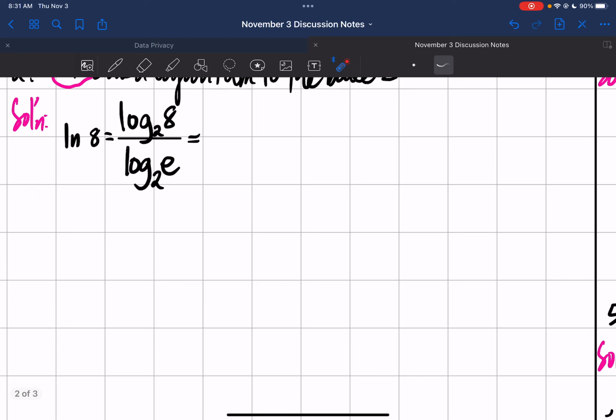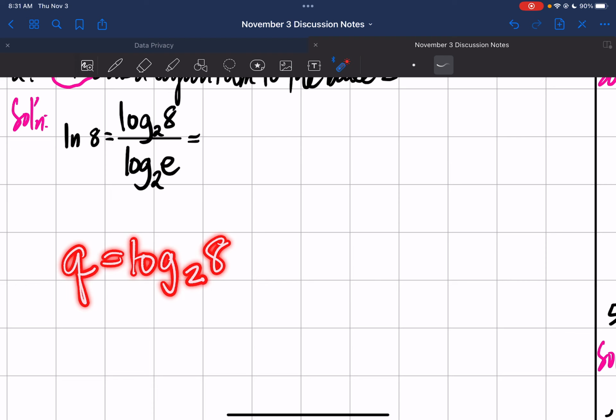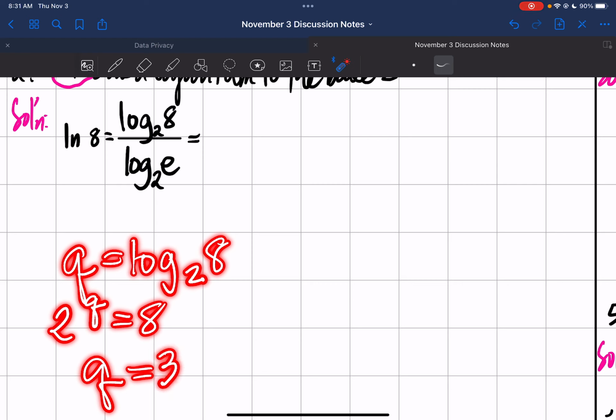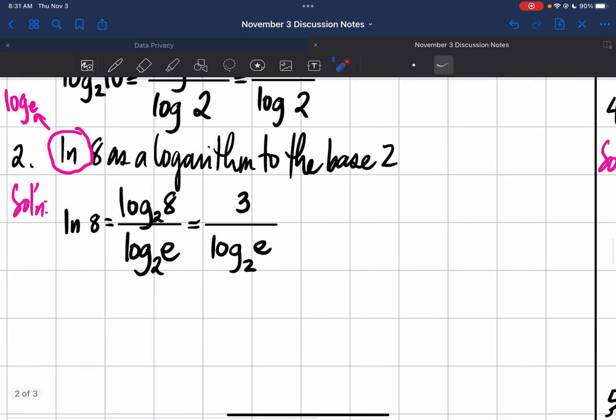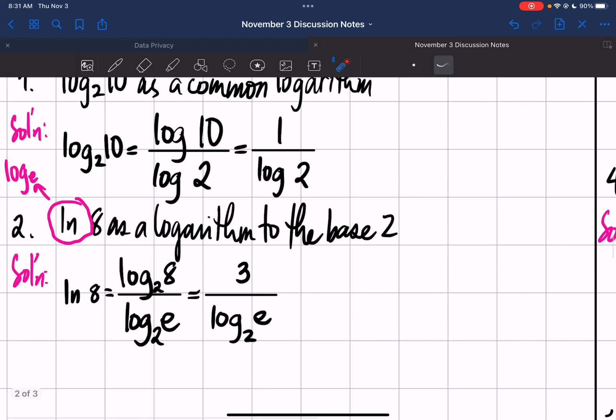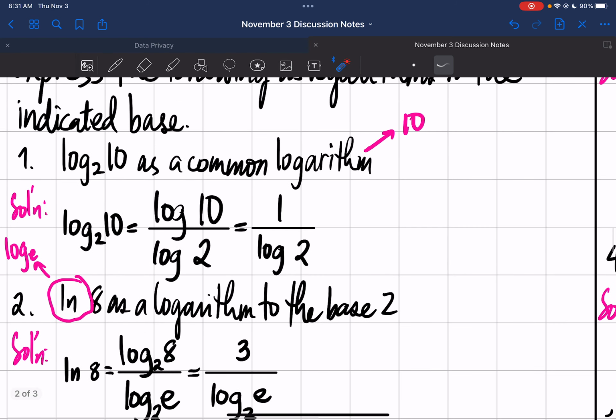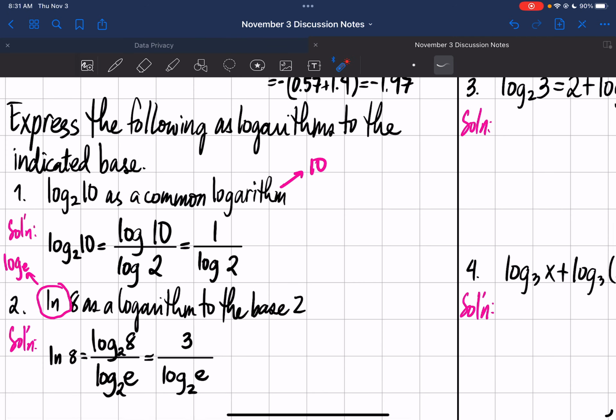If we equate that to q, so if we have q equals log of 8 base 2, you have 2 raised to q equals 8, or q equals 3, since 8 is 2 cubed. So, we have here 3 all over log of e base 2. And this one, class, doesn't have a nice exact value again, so we leave that as is. I hope it's clear, class, how to use the change of base formula. We can proceed now to the next examples.